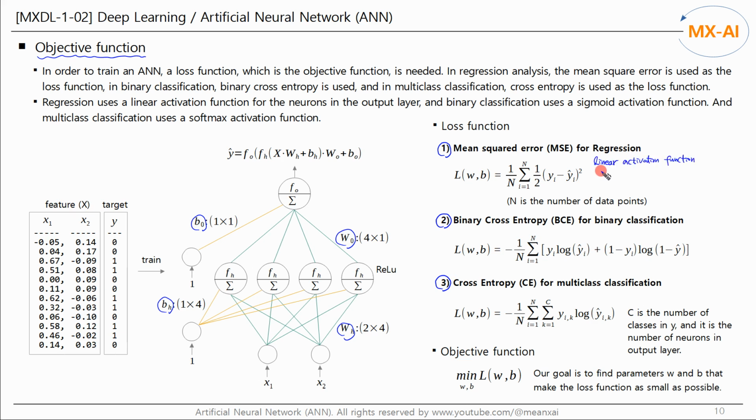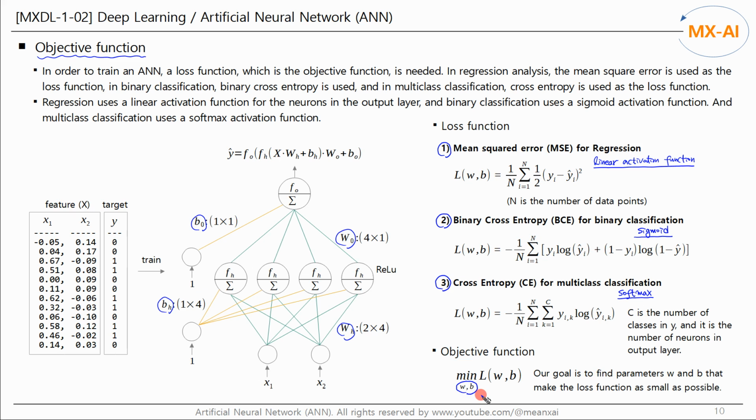Regression uses a linear activation function for the neurons in the output layer. And binary classification uses a sigmoid activation function. And multiclass classification uses a softmax activation function. Our goal is to find the parameters W and B that make the loss function as small as possible.